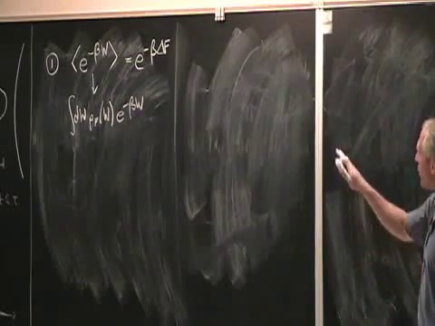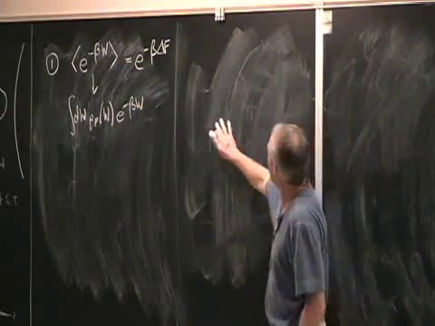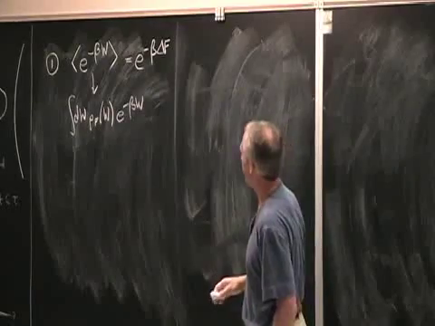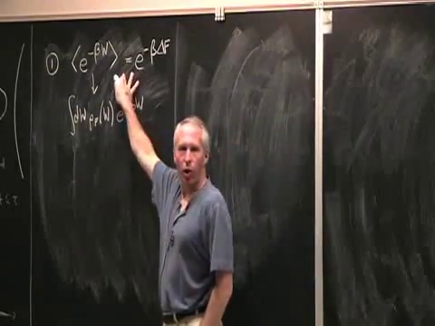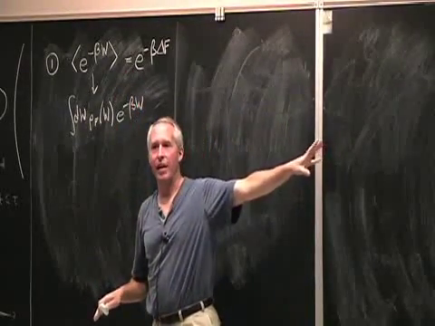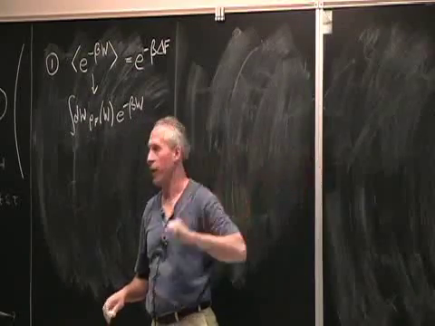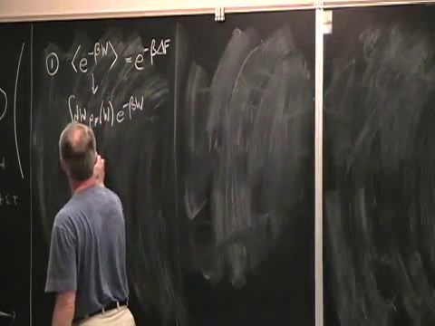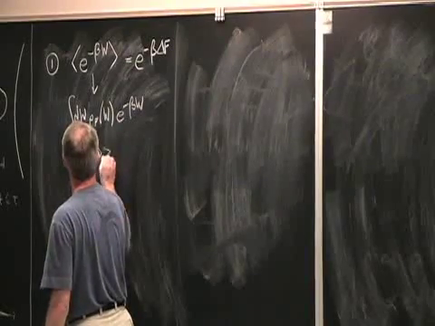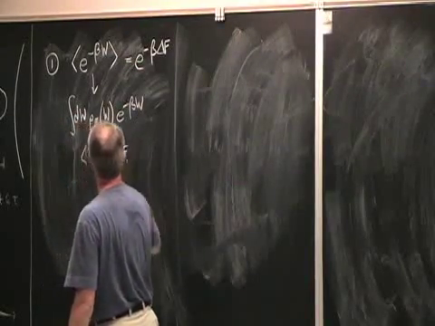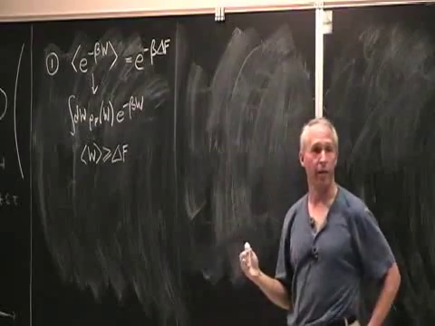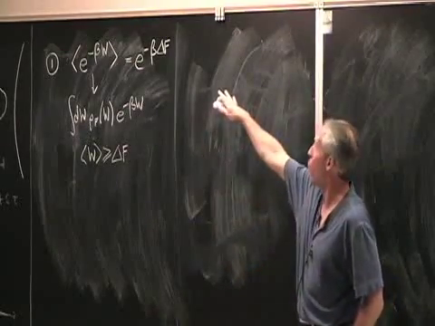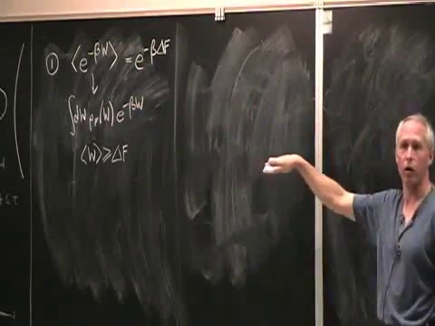Okay, so that's the first prediction. Let me just mention, before going on, two particular consequences of this prediction. By Jensen's inequality, remember the average of e to the x is greater than or equal to e to the average of x. This inequality immediately implies that W on average is greater than or equal to delta F. So this is in no way inconsistent with the second law of thermodynamics.